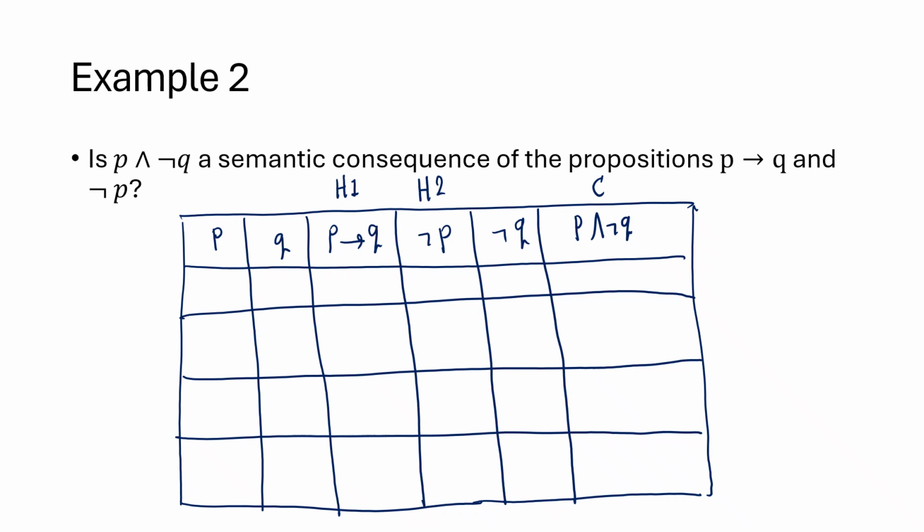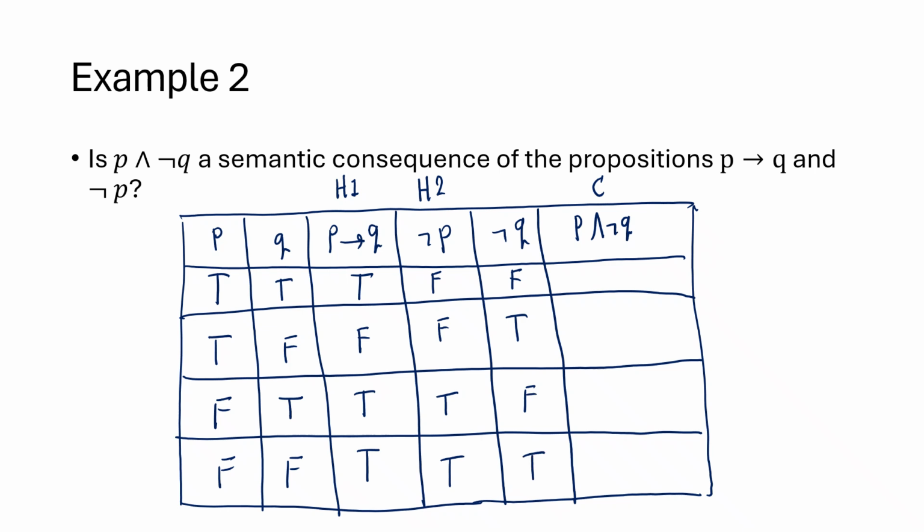Okay, now we fill out the table. I'm going to do that quickly because we have done this several times by now, so you should be able to follow. So if P then Q will be true, false, true, true. Not P will be false, false, true, true. Not Q will be false, true, false, true. And finally, P and not Q. P is the first column, not Q is the fourth column. So we have false, true, false, and false. So now we completed the table.